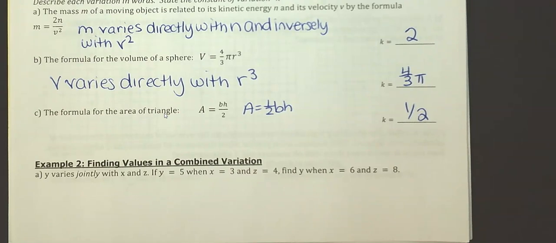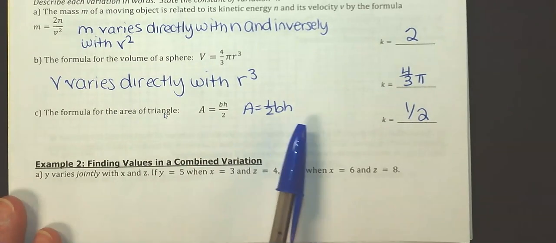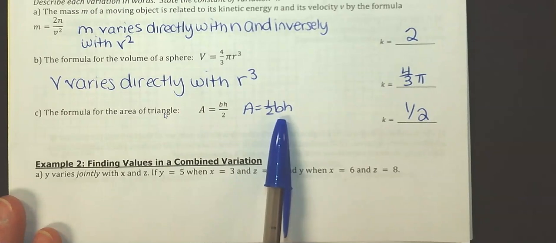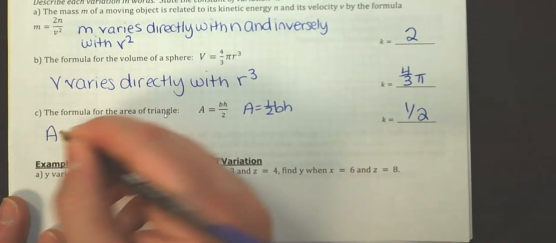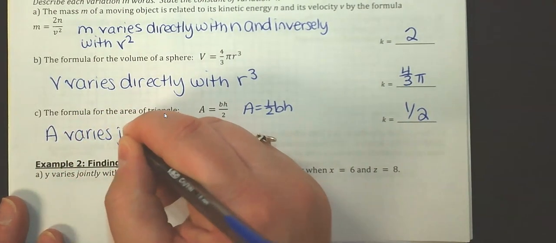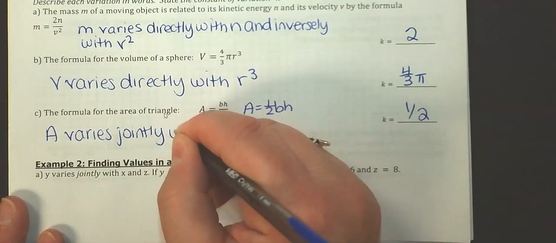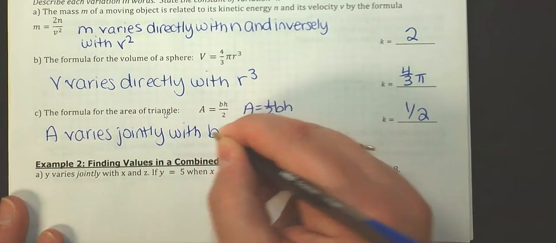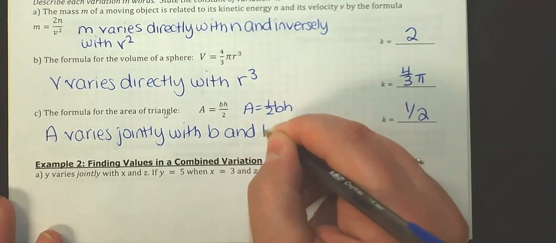Now, these 2 variables are both being multiplied. So it should be a direct relationship, but because there's more than one variable, you have to use that word jointly when you describe this. So it would be area, I'm just going to put A, varies jointly with the base and height, which I'm going to just put B and H.